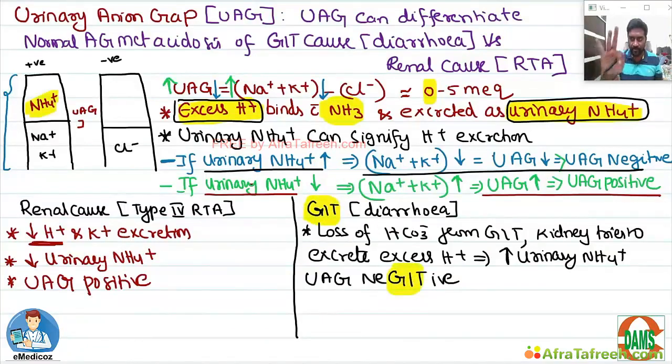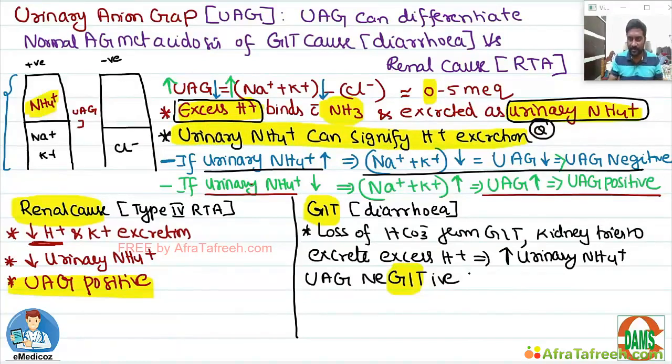There are only 3 points that you should know here. When is urinary anion gap negative? In the name itself there is GIT, so in GIT cause it is negative. Urinary anion gap positive is generally renal cause. And what is the important parameter in this urinary anion gap? It is urinary NH4 plus. This statement is also very, very important: urinary NH4 plus can signify H plus excretion. It is negative in GIT cause, positive in renal cause.